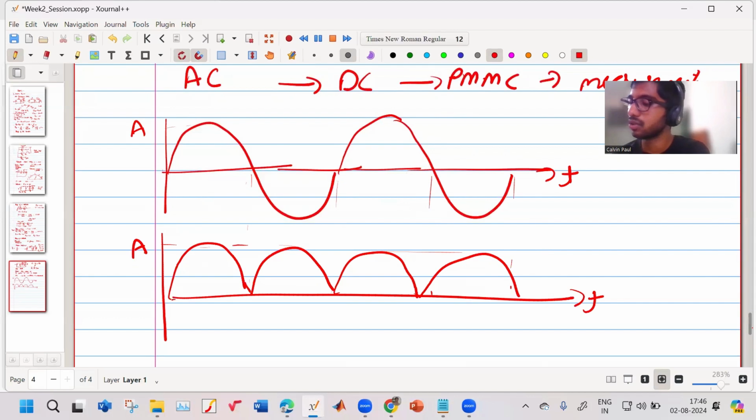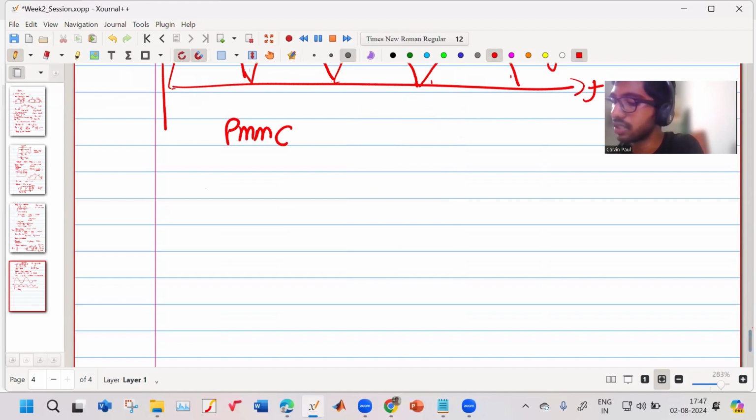Once you convert it into this DC quantity, into this pulsating DC, then you can send this to a PMMC and it will measure the average of this. So in this way, we can convert it. And how do we convert is there's a bridge.